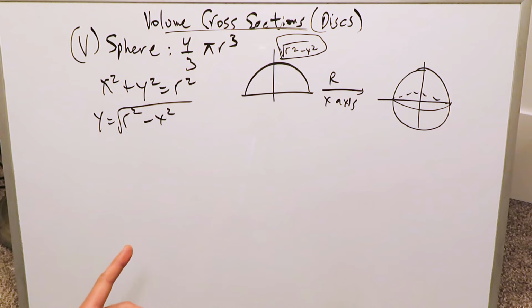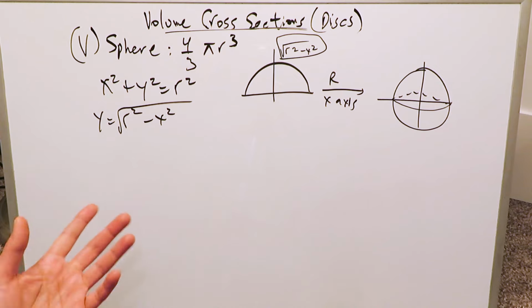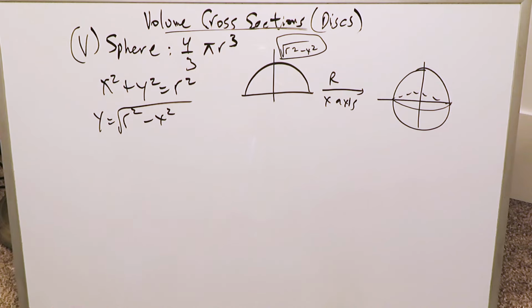I want to show you how you can go about developing template formulas for volume cross sections, where the cross sections will always generate some form of a disk. We will be using a sphere as our model solid for this particular video. A sphere is a solid which has a volume of 4/3 πr³.